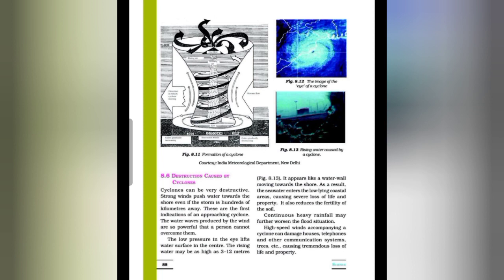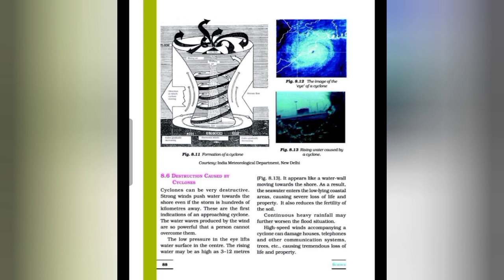Now, destruction caused by cyclones. Cyclones can be very destructive. Strong winds push water towards the shore even if the storm is hundreds of kilometers away. These are the first indication of an approaching cyclone. The water waves produced by wind are so powerful that a person cannot overcome them.